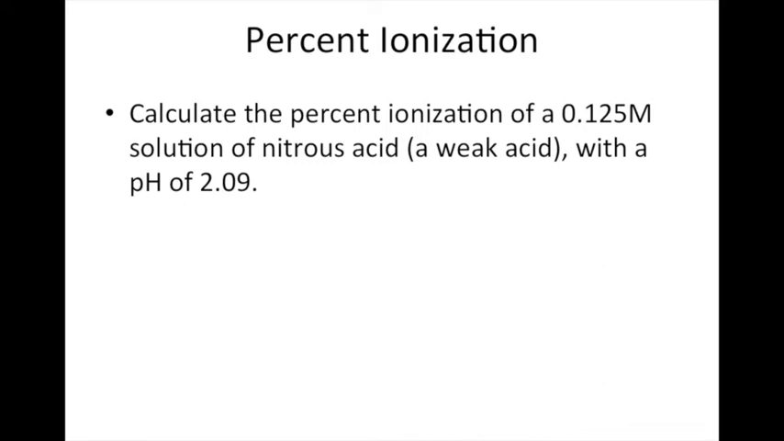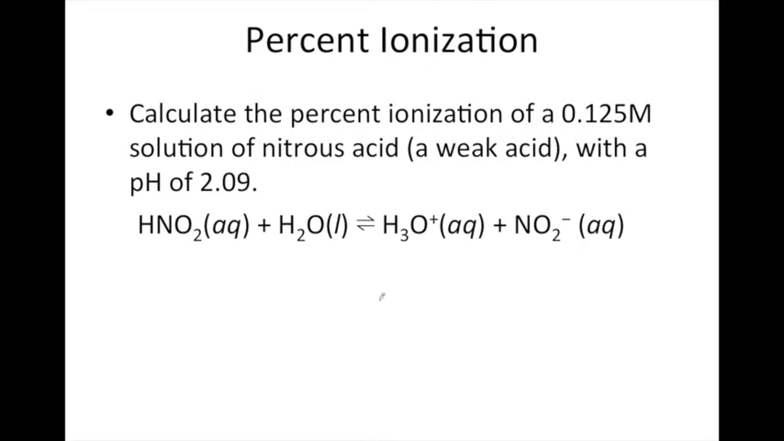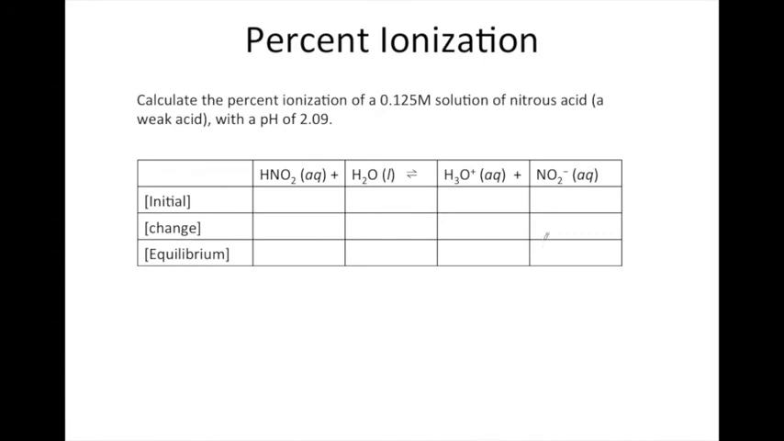Okay. So first thing I want to do is write an equation showing the dissociation of nitrous acid in water, which of course will dissociate to give me hydronium and nitrite ion. Now, even though this may not be necessary, I always like to use an ICE table to keep track of my concentrations. I know the initial concentration of my undissociated acid is 0.125, and hydronium and nitrite are approximately 0 initially.